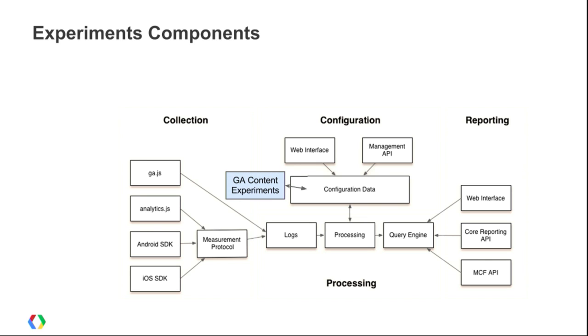So it's somewhere around here. It's kind of its own statistical engine that sits apart, but interacts with all these different components. So when you think about the steps that we talked about earlier, the first step where you define your variations is outside of GA, but the second step where you configure your experiments is now interacting with this platform. There's really two main ways to configure the content experiments. One is through the web interface, and the other one is through the management API.